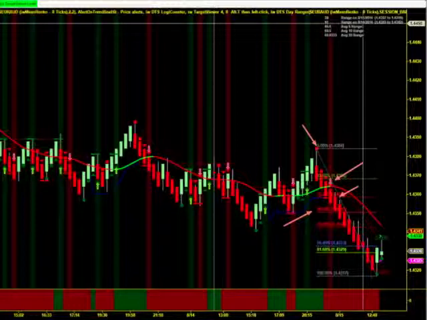Okay, so here we did a little setup on the Euro Aussie, and I fibbed it from the low to the high. The way I do my fibs is I want to make sure I have 2 candles to the right and 2 candles to the left. That tells me there's probably a good chance that the fib is correct and it's not going to break it.